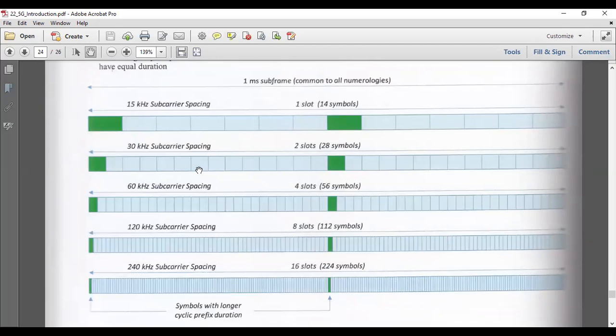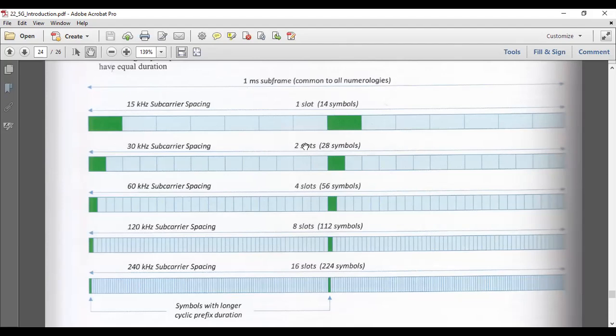Say for 15 kilohertz, we know that in 1 millisecond we can accommodate 14 symbols. It's known to us already. So now we call the whole thing one slot because we have 14 symbols. So in 10 milliseconds, or in a radio frame, the radio frame is still 10 milliseconds long, so now you will have 10 slots. That's the difference from 4G. In 4G you have 20 slots.